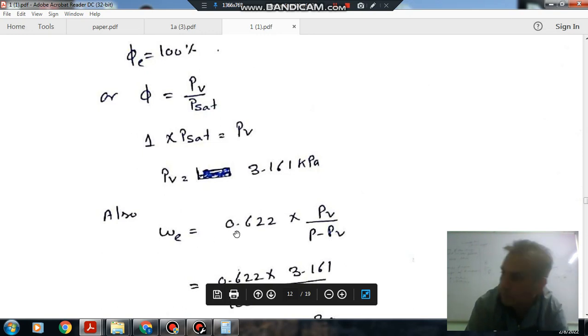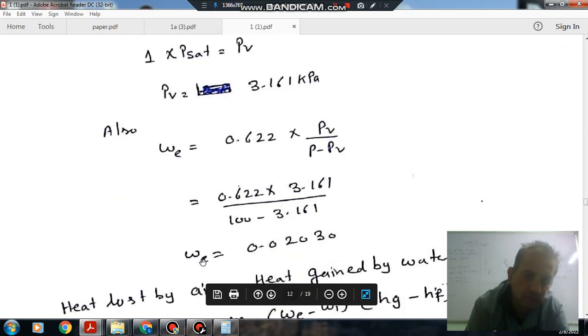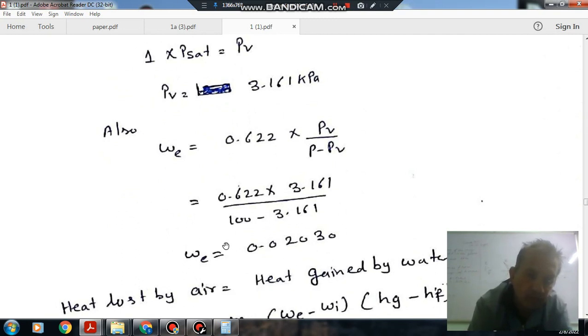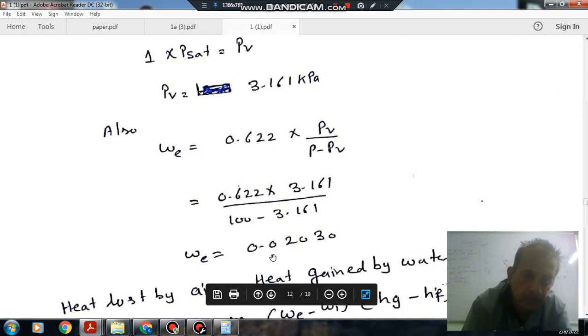So the specific humidity formula is 0.622 into PV by P minus PV, where P is your 100 kPa and PV is your 3.16161. So we can calculate the specific humidity. Specific humidity is the fraction of water vapor present in 1 kilogram of dry air. So it is this many kilograms of water vapor in 1 kilogram of dry air. So that you have to remember.